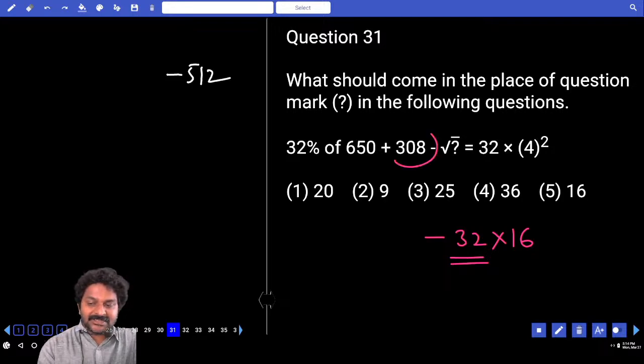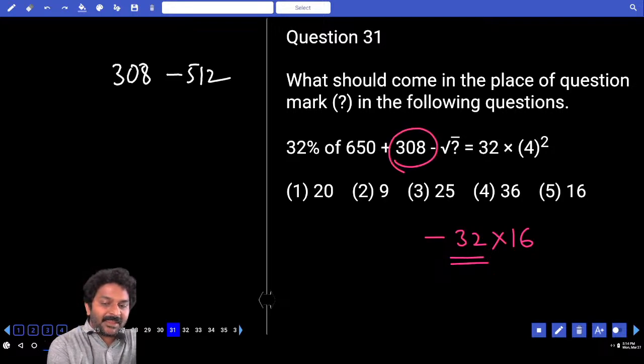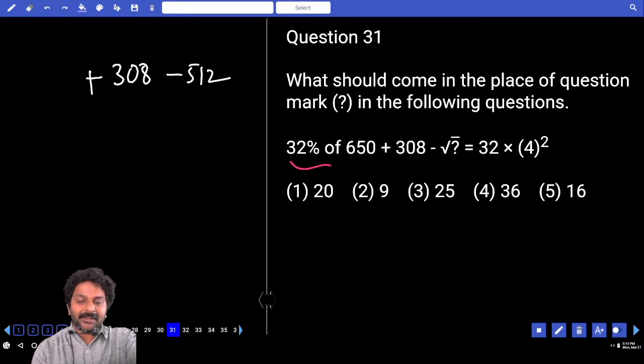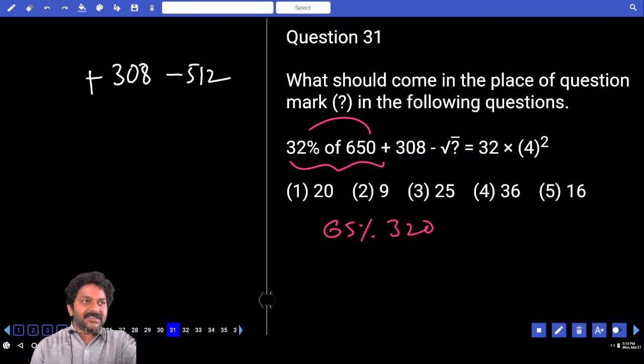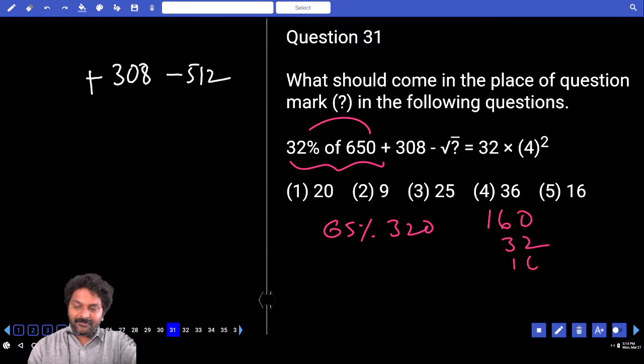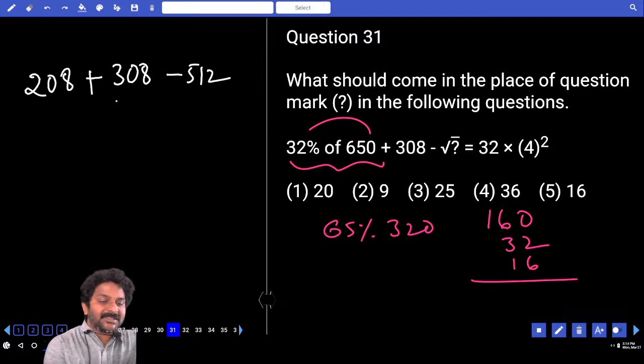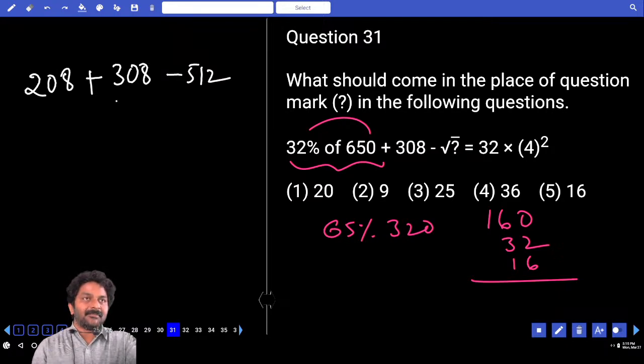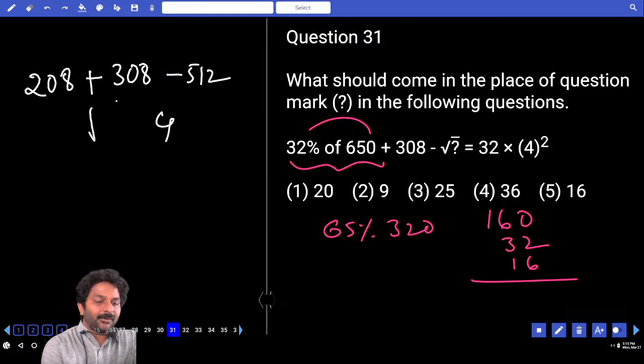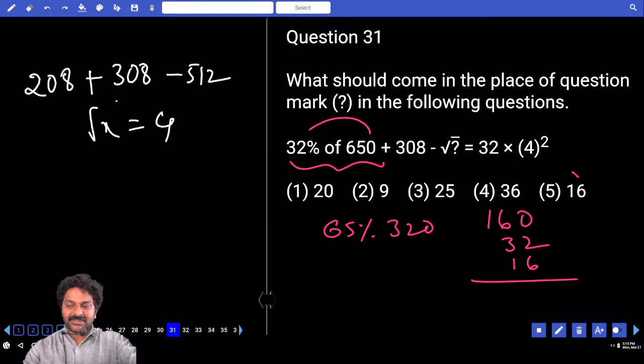512. To this, let me add 308. And then now we need to calculate 32% of this number. Agreed? Can I write it as 650% of 32? Or 65% of 320? Easy to calculate? 50% is 160, 10%, 5%. Total 208. 208 plus 308. Total 516 minus 512. 4. If root x is equal to 4, x is 4 square, which is 16.